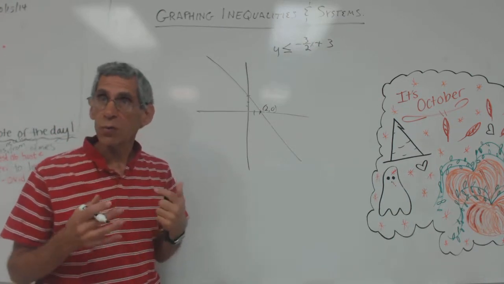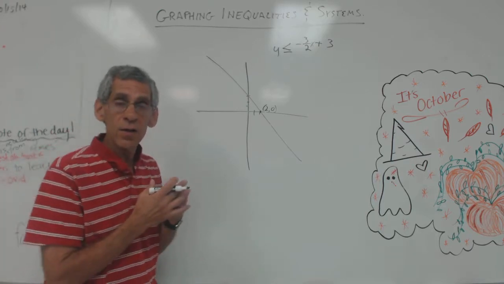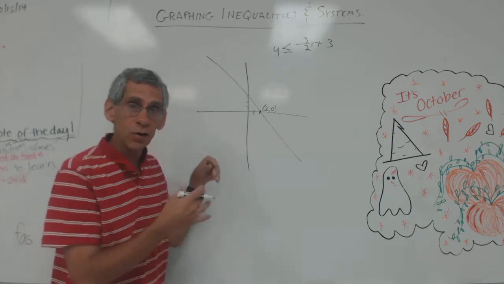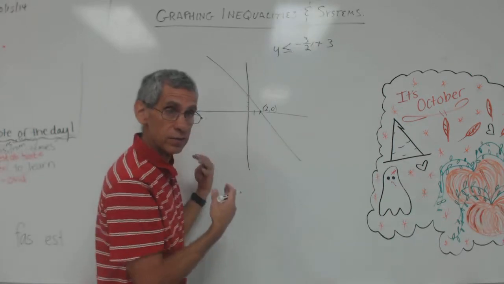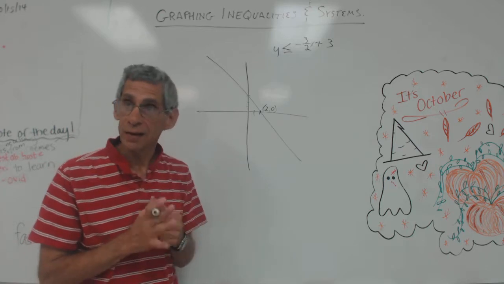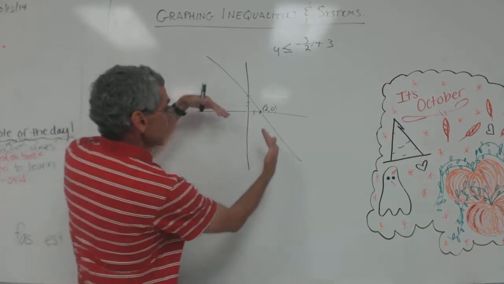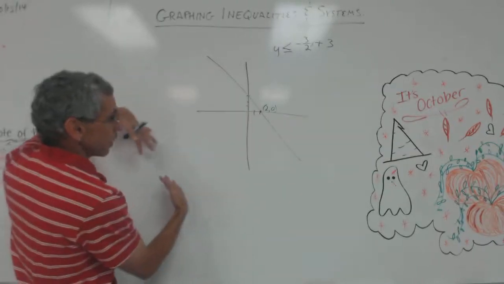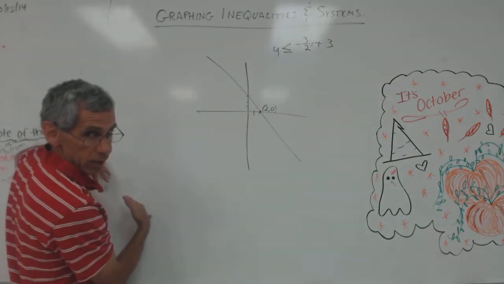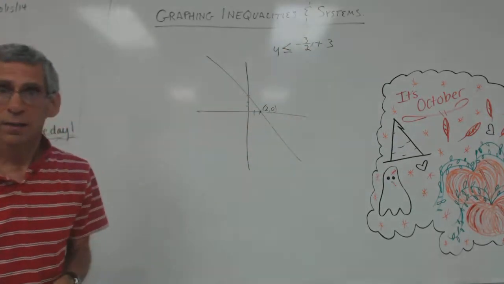So I have to figure out, well, which side do I shade? Because with an inequality, everything on one of the sides of the line is a solution. Everything. There's an infinite number of solutions. Infinite, right? So it's either all of this on this side that's going to be shaded, or all of this on this side. Now we've got to figure out which side to shade, right?